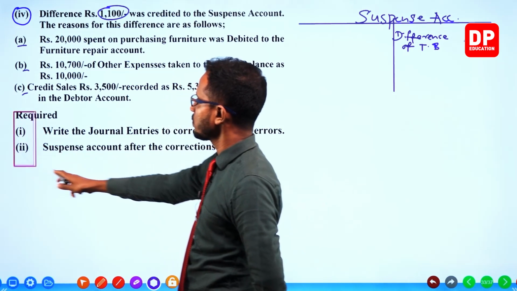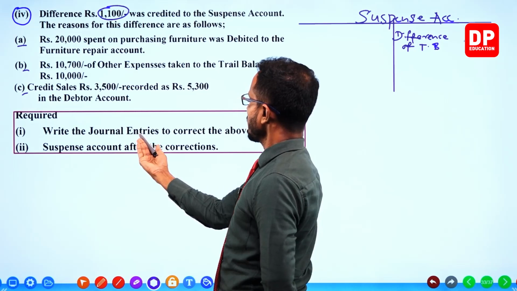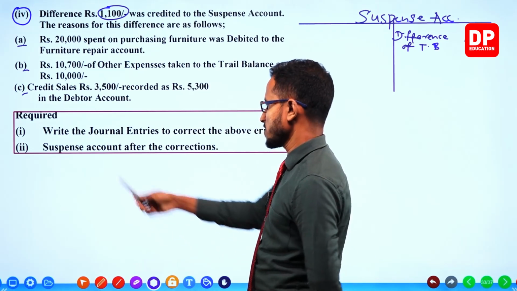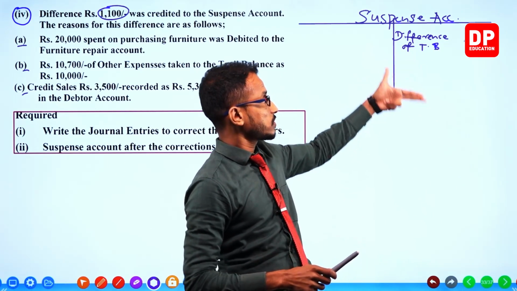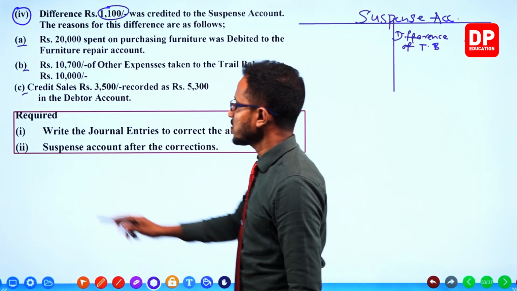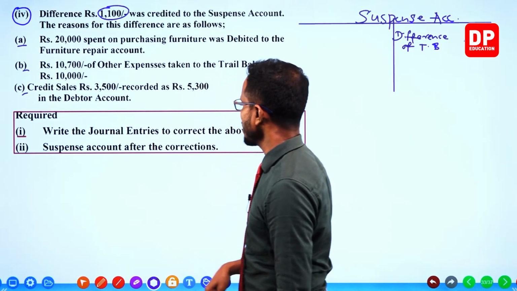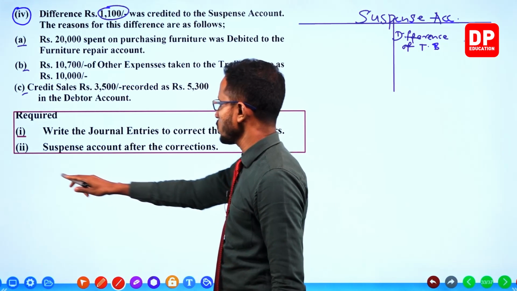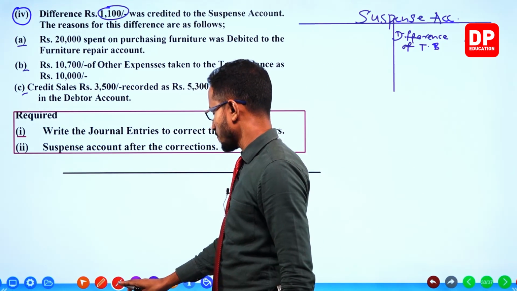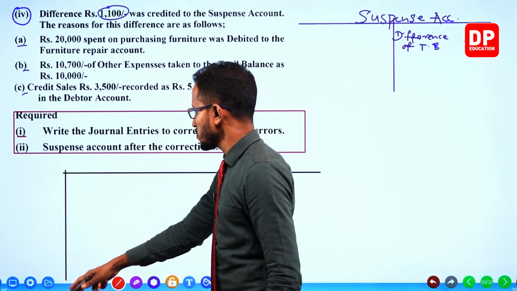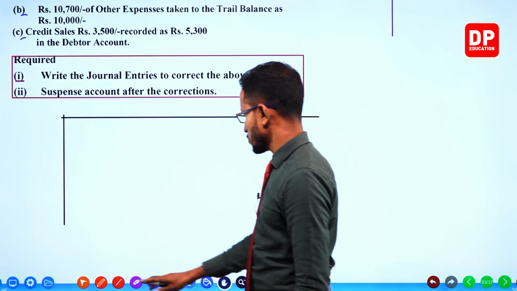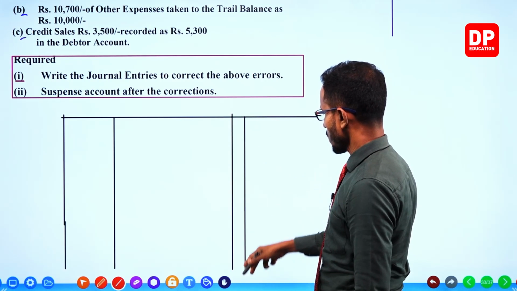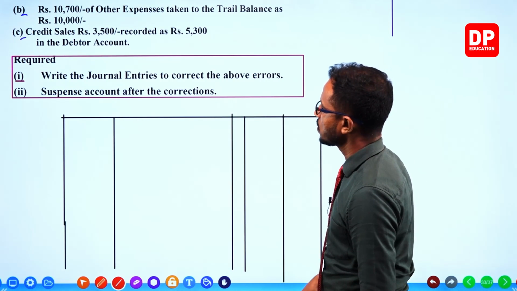What is required now? Write the journal entries to correct the above errors, 1, 2, 3, and the suspense account after the corrections. Have to complete this after the corrections. First, let's take this. Journal entries. What do you have to do? Rule or prepare a journal. What journal? General journal, of course. Date, description, debit and credit.